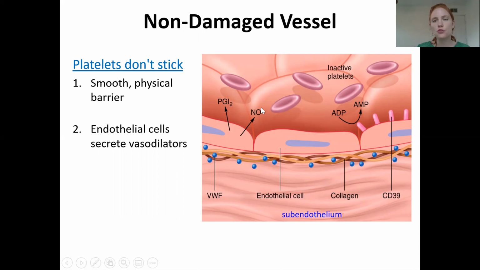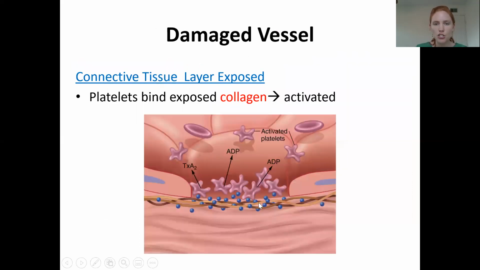They also secrete vasodilators such as nitric oxide and AMP, and that helps make sure that all the red blood cells and the other platelets can't stick to it. But when you get damage to the blood vessel, when you tear off some of those simple squamous cells, that exposes the loose areolar connective tissue beneath it, which means that you now have collagen just out in the open.